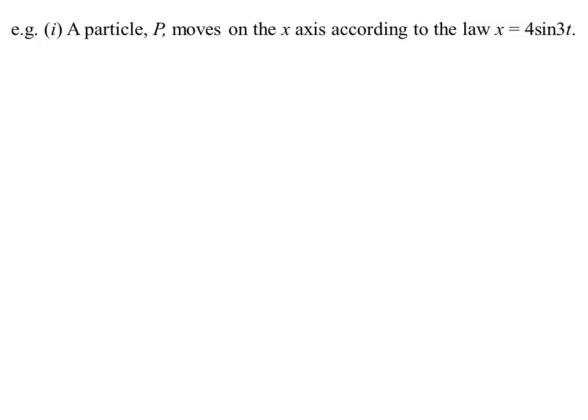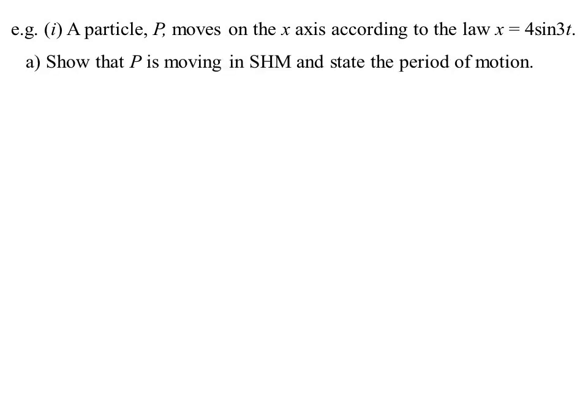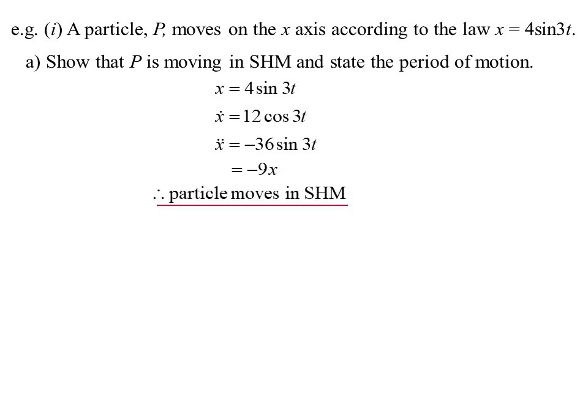So here's one where they've given us the displacement. It's x equals 4 sine 3t, and they want us to show it's in simple harmonic motion. So we need to show that law, if you like: acceleration is equal to some negative constant times the displacement. So I'll just differentiate it twice with respect to time. It's just a straight trig differentiation. I get minus 36 sine 3t. Well, that's minus 9x.